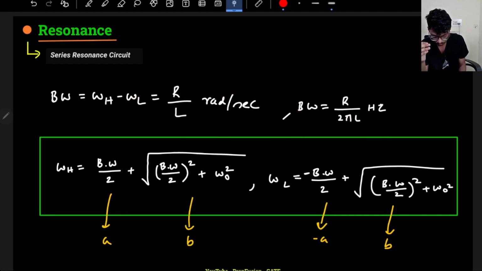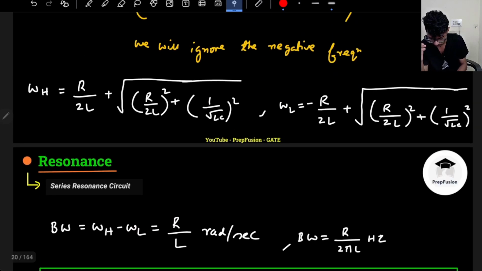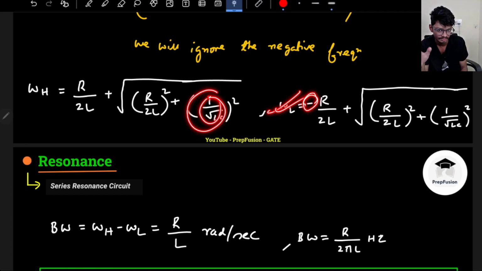Now I know bandwidth is R by L. So I have R by L over here, and I have an extra divide by 2. So this will be bandwidth divided by 2. This also will be bandwidth divided by 2 whole square, plus what is this? 1 by under root LC whole square. 1 by under root LC is omega naught, so this is omega naught whole square. Same in case of omega L, just here there will be a negative sign.